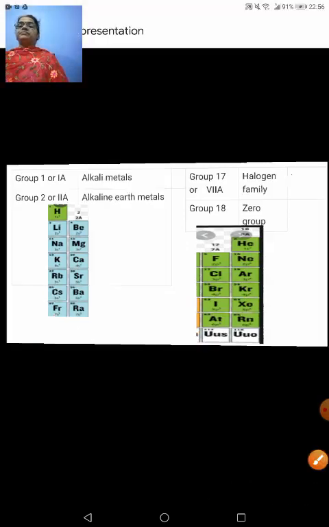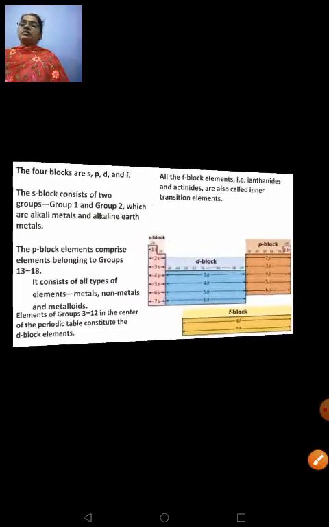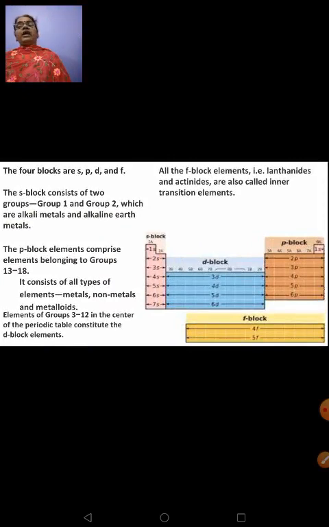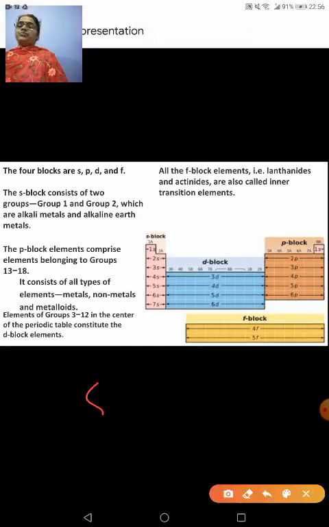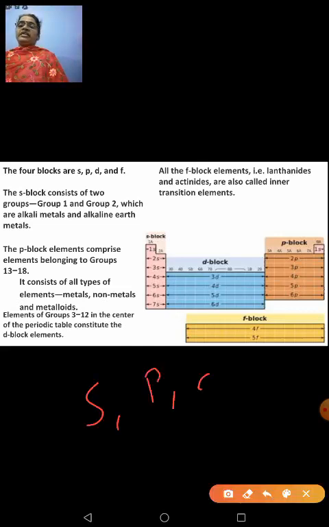Next comes, this is very, very important. You may be asked as a short note also. In the modern periodic table, there are 4 blocks. What are they? S block, P block, D block, F block. But when you look into the periodic table, it will be seen as S, D, P, F. But we say it as SPDF.